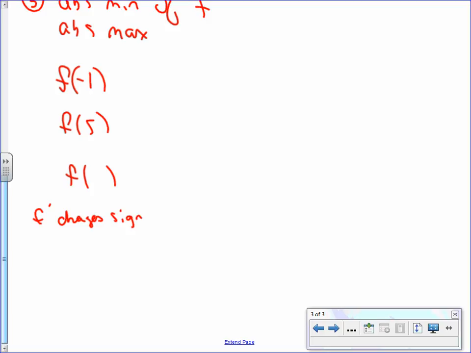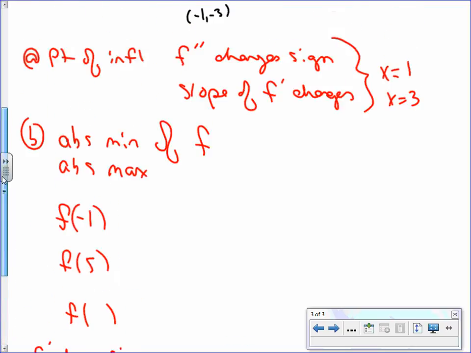That's going to give me maxes and mins. Possible maxes and possible mins. Okay, possible. But also where f prime is 0. In order to know where it changes sign, it either has to equal 0 or it has to be undefined, okay? So it doesn't always happen when it equals 0.